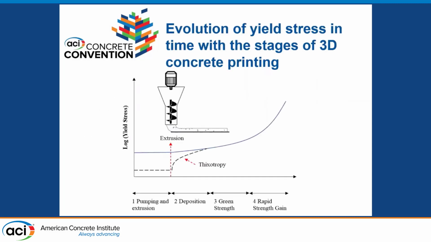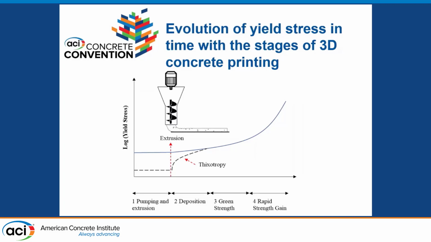When we look at the process, we start by mixing the components together. From time zero, from when it's being mixed, there's the pumping and extrusion stage, and then there's the deposition of the layers. Then we have what we call the green state, when the material is still at early age and more fluid, and there's rapid strength gain that is linked with the hydration process.